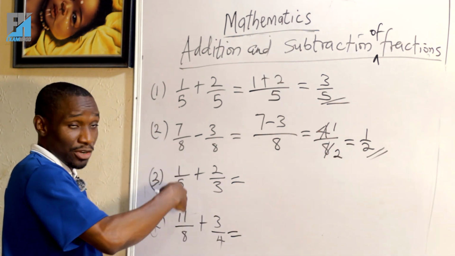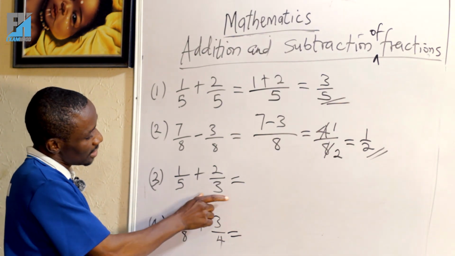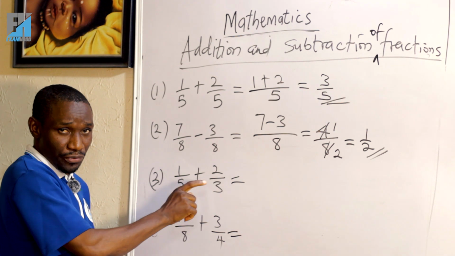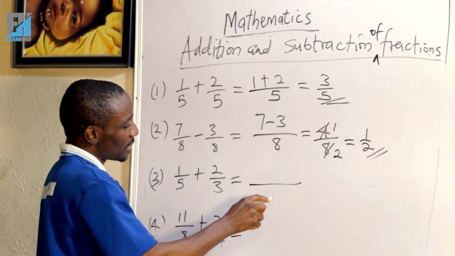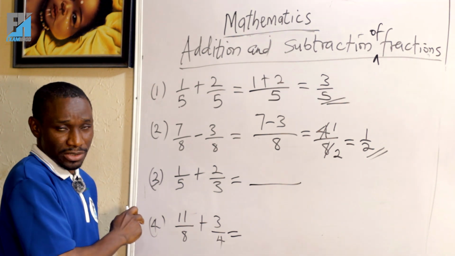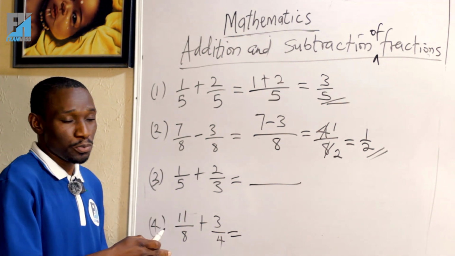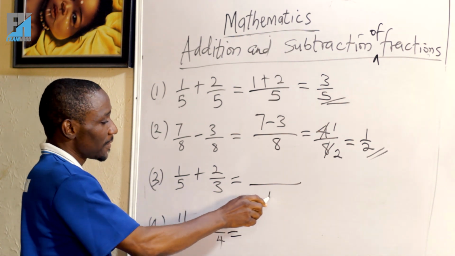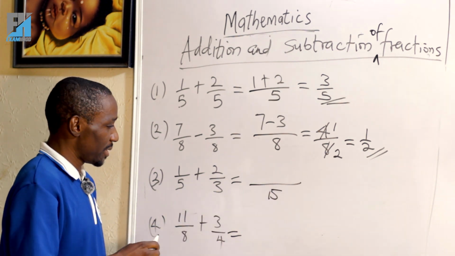Let's look at the second part of this fraction now, number 3. In this one, the denominators are different, so we're going to approach it differently. The denominators are 5 and 3. You look for the LCM, the lowest common multiple of 5 and 3. That gives you 15, the lowest number that can divide 5 and 3 without a remainder.